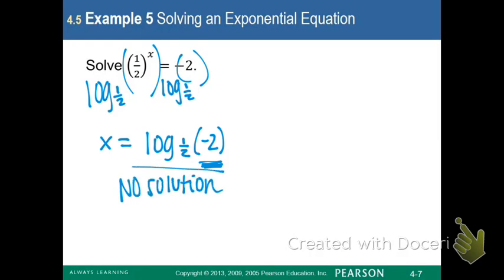Anytime you see that you're trying to take the log of a negative, you can go ahead and stop right there. That does not make sense. If you think about the graph of it, that's not going to work. We can't plug in negatives, okay?